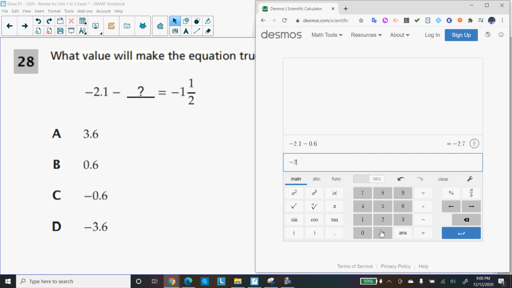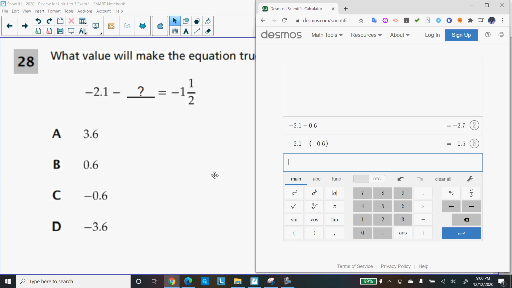Negative 2.1 minus, I'll try negative 0.6. And I'll put that in parentheses because I like to keep my negative sign away from the minus sign. So this is one of those cases. 0.6, close the parenthesis, and I get negative 1.5, and if you know, 1.5 is another way of saying a half. So there is my answer.